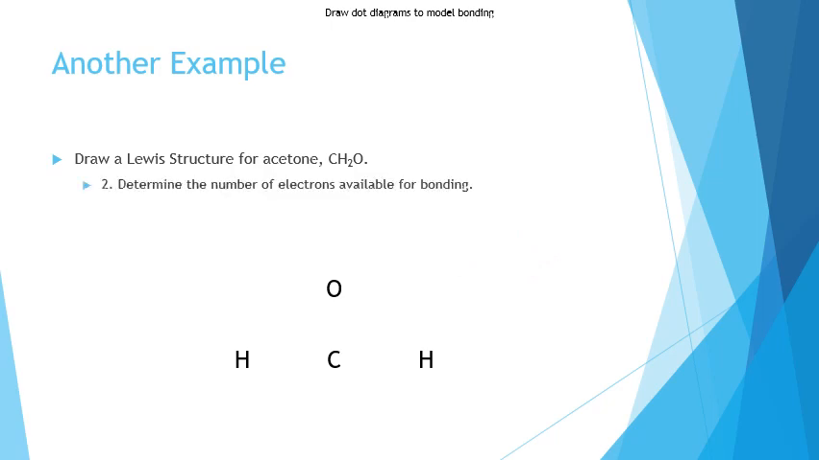All right, step 2. Determine the number of electrons available for bonding. So again, pause the video, count the number of electrons we're going to have available for bonding.